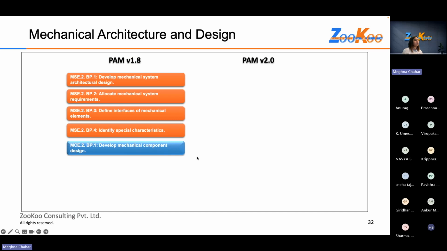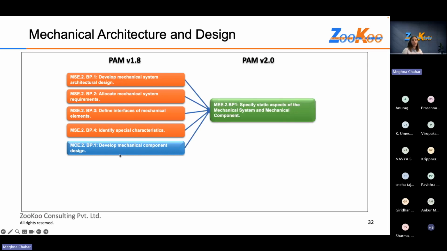So here we can see all these base practices from architecture are combined, for development, for allocation, for defining interfaces, special characteristics, or developing the mechanical component. And we just have one BP now. Actually, two BPs. One is for static aspect, another is for dynamic aspect.